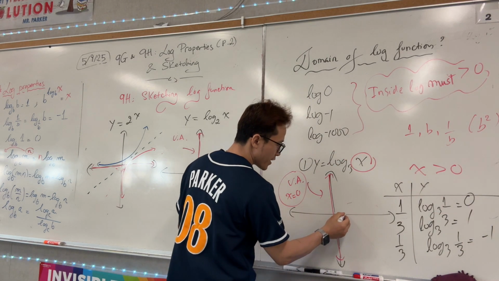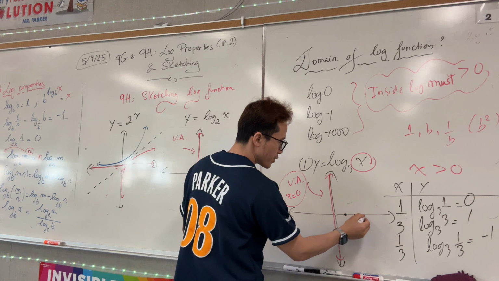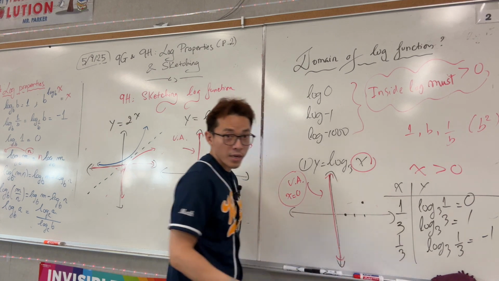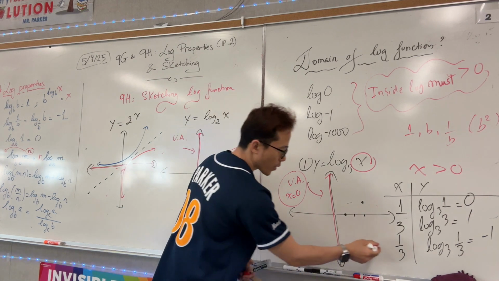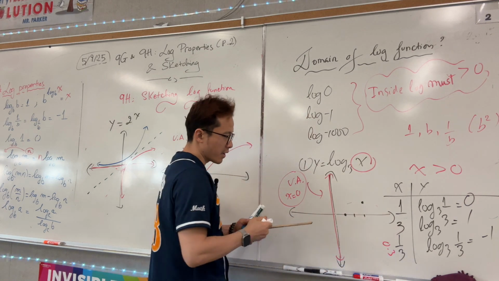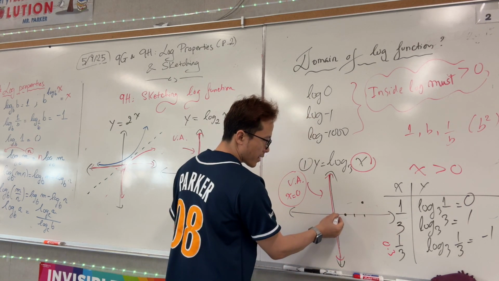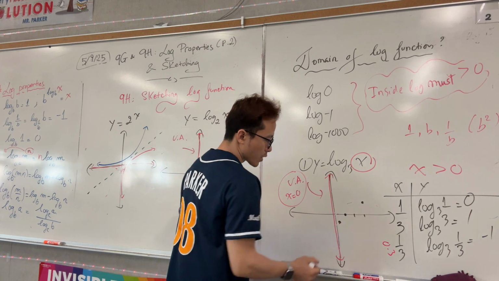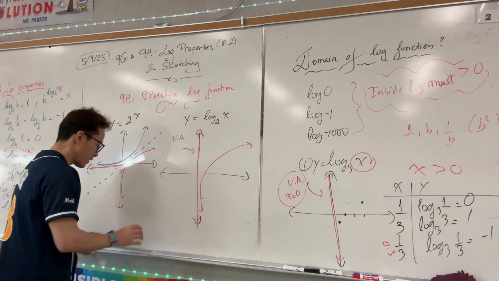So 1, 0 is here. 3, 1 is here. 1 over 3, that means 0.3, right? You can use a calculator for this. So 0.3 is around here. Negative 1 is here. So now the next question is, you have 3 points.